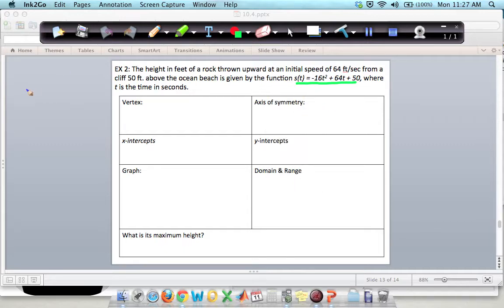Now I just want to point out that when we're finding the vertex, if we have the U shape, that's our lowest point in the graph. Like if it was a pool, that's the lowest depth of the pool. This is called our minimum. So if you're asked for the minimum, you're looking for the y value of your vertex. What is that minimum depth, let's say?